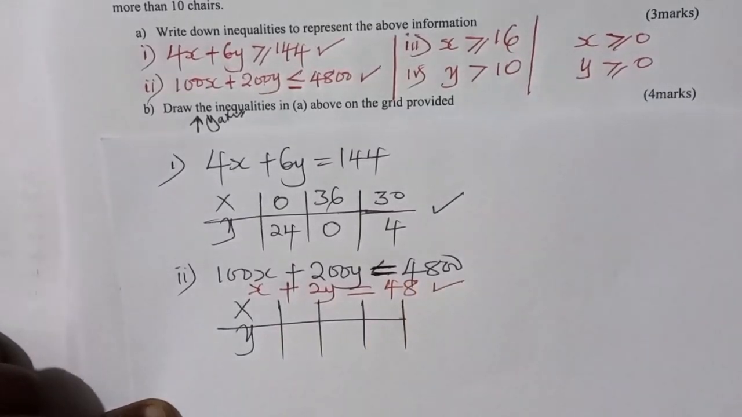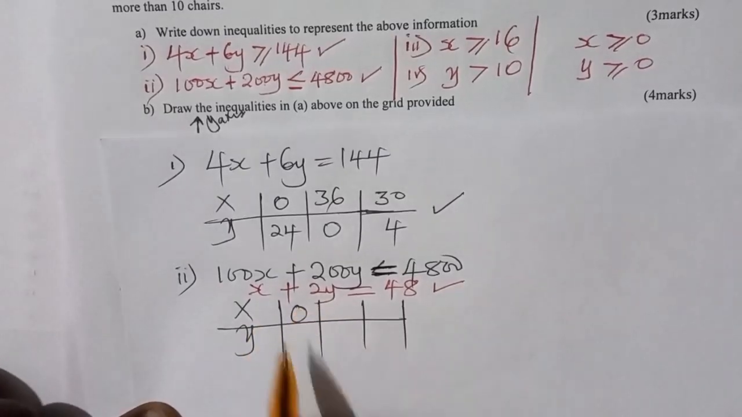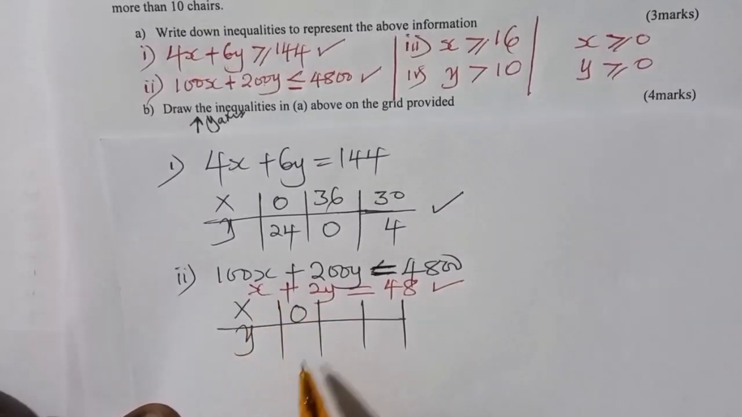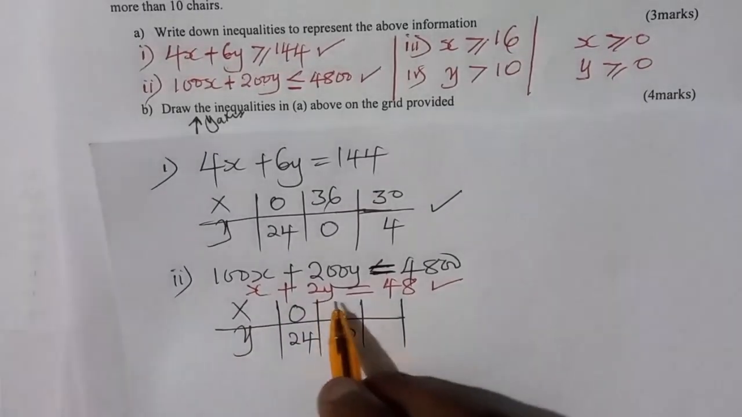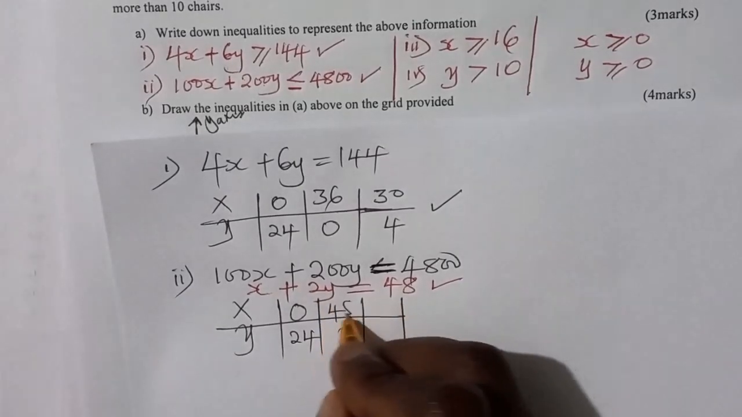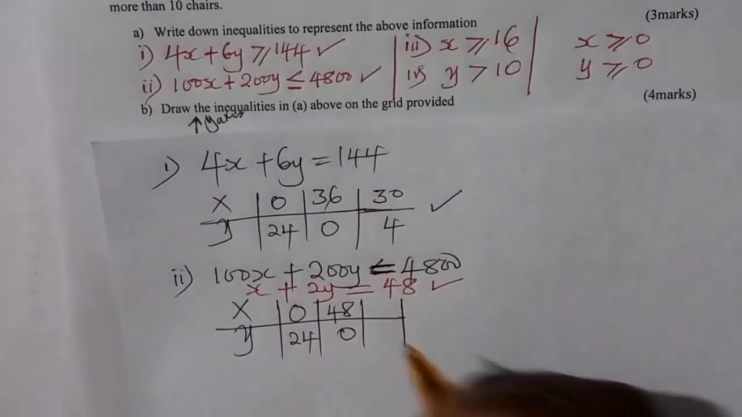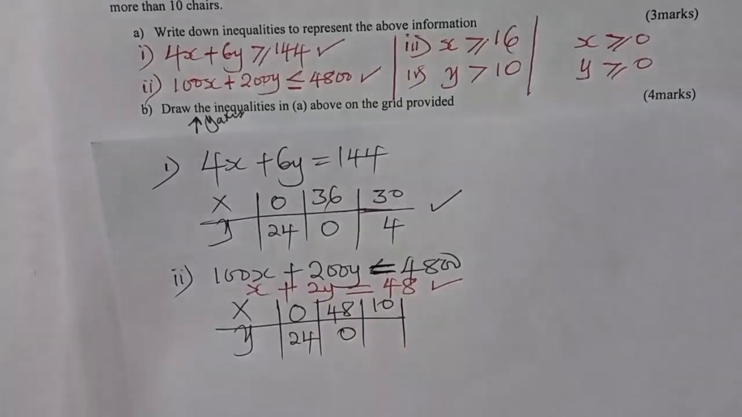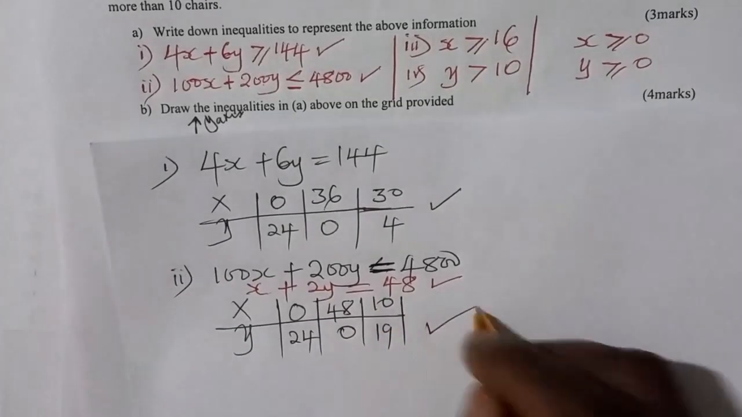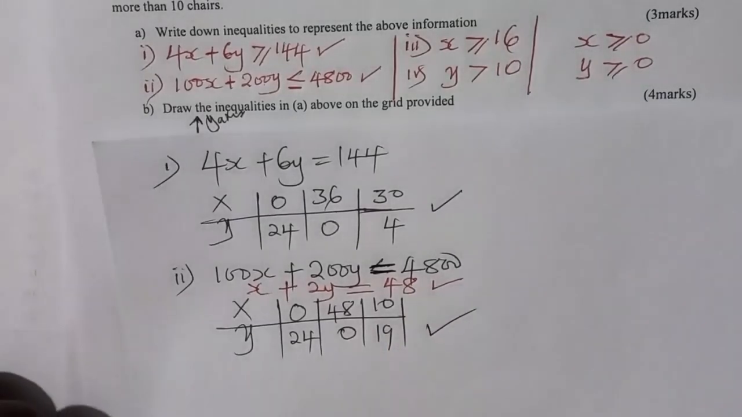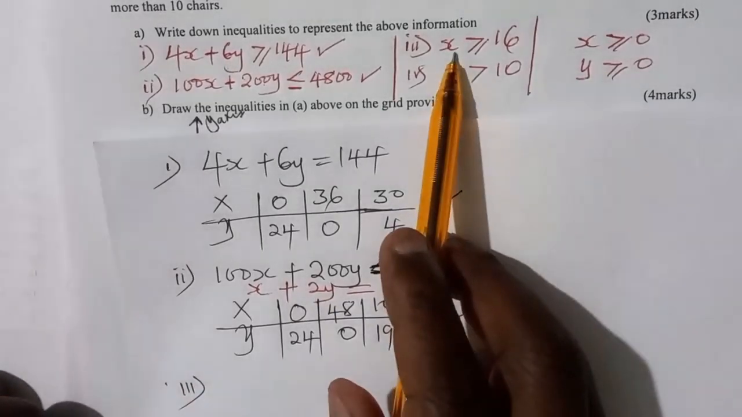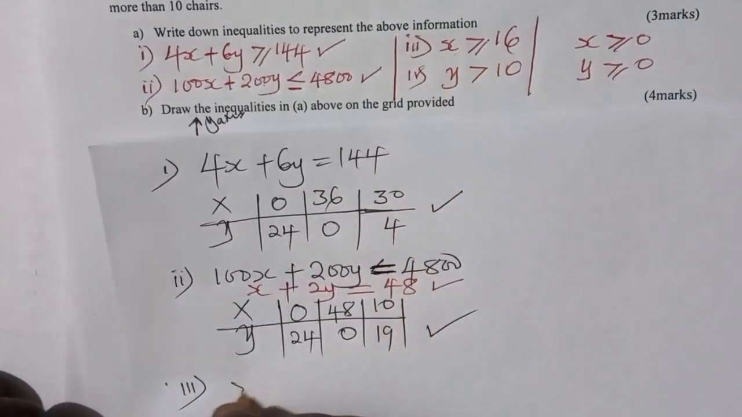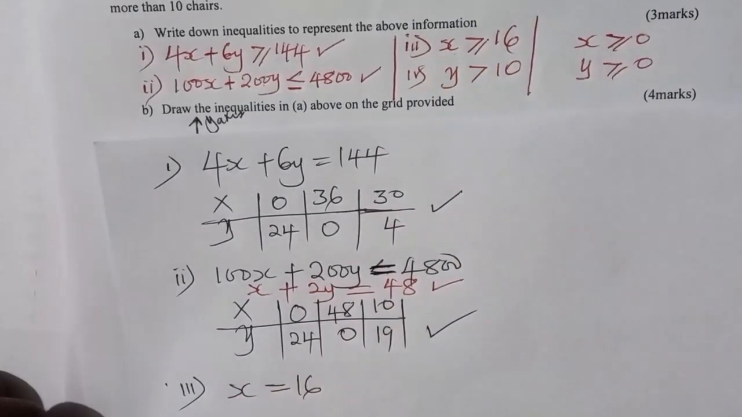So let me choose the points. When x is 0, y will be 24. Then when y is 0, x will be 48. Maybe you can use another one: when x is 10, y will be 19. So that is the line that you're going to draw. And then we have the third one here: x is greater than or equal to 16. The line you're going to draw there is x equals 16. We don't have a problem with that. We don't need points there.